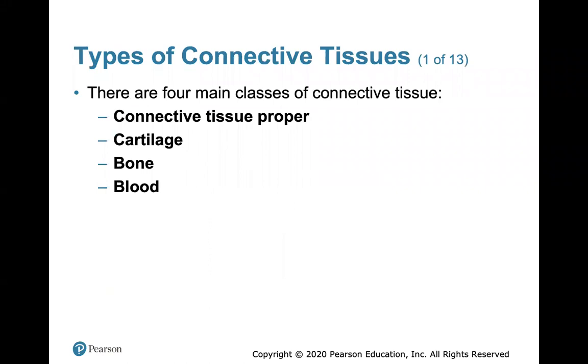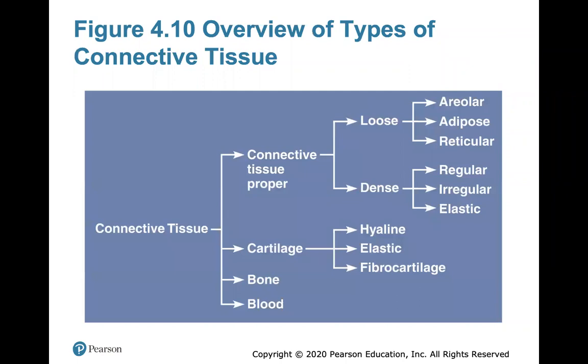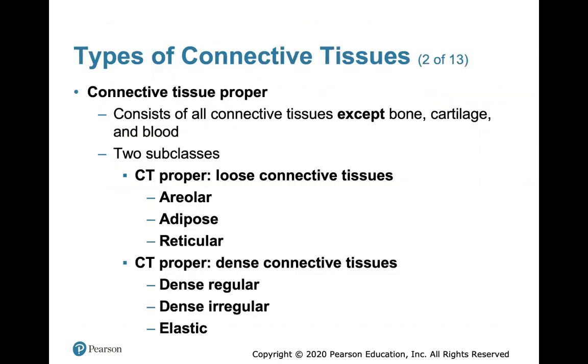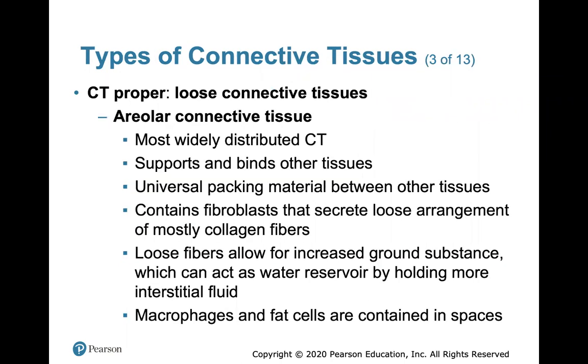Here are the four main classes of connective tissue. And this is a great kind of chart. This is where we're kind of going as we quickly review these. The connective tissue proper can be loose connective tissues or dense connective tissues. The loose are areolar, adipose, and reticular, and the dense can be dense regular, dense irregular, and elastic.